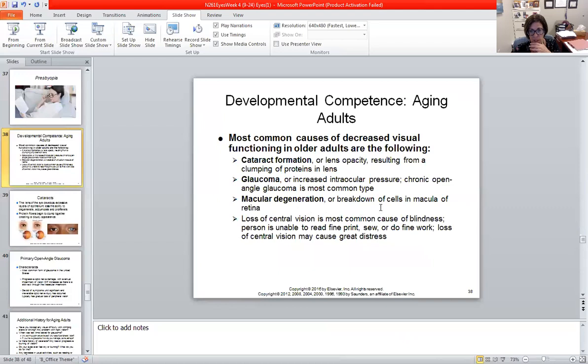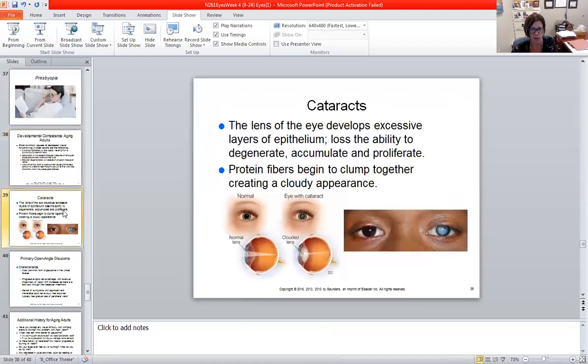Macular degeneration is the breakdown of cells in the macula. And remember I said the macula is responsible for central vision? So they lose central vision. That's what happens. They're not able to do fine work. They can't read fine print anyway, but maybe sew or do any kind of fine work because they've lost all that central vision. I should have really put that line in there.